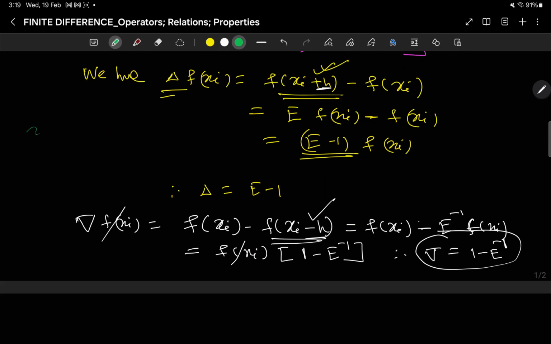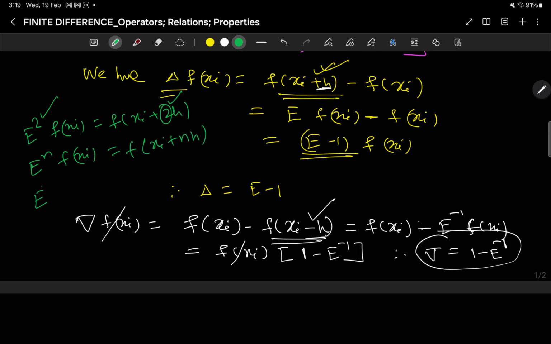So one may note here that E to the power 2, E square fxi, what does it mean? It is f of xi plus 2h. Okay. This coefficient here will be the power. E to the power n fxi will be f xi plus nh. E to the power minus n fxi will be here f xi minus nh.